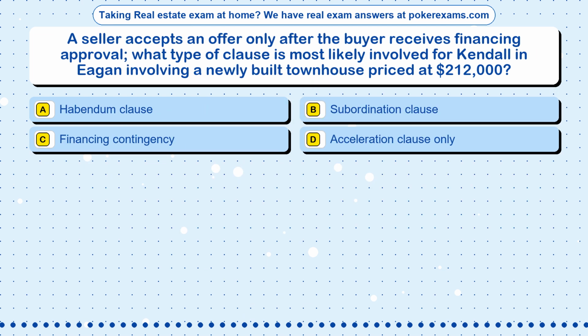Question 87. A seller accepts an offer only after the buyer receives financing approval. What type of clause is most likely involved for Kendall and Egan involving a newly built townhouse priced at $212,000? Option A, Habendum clause. Option B, subordination clause. Option C, financing contingency. Option D, acceleration clause only.